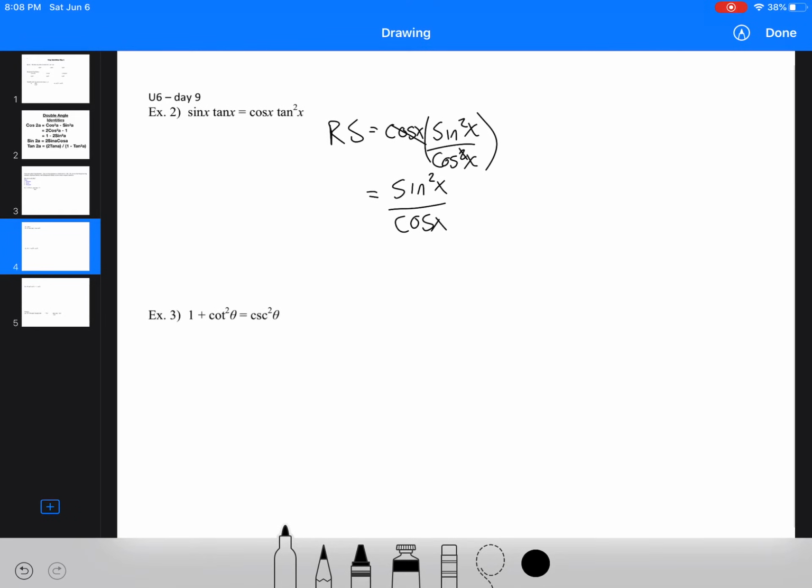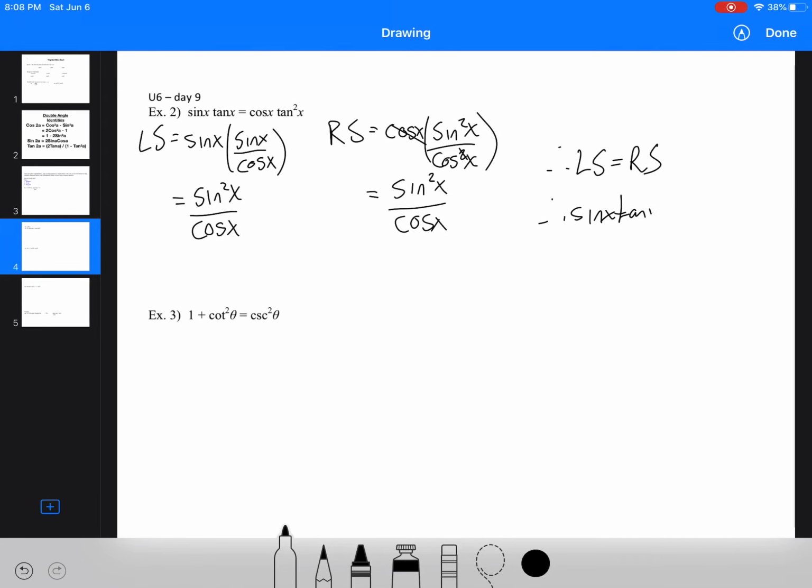Now if you don't see that the answer is there, we could actually work down the left side. This is sine x times sine x over cos x, which is sine squared x over cos x, and therefore left side equals right side. Therefore, sine x tan x equals cos x tan squared x. Okay, so we're proving some identities here. This is like the introductory to proofs that you're going to see in math.